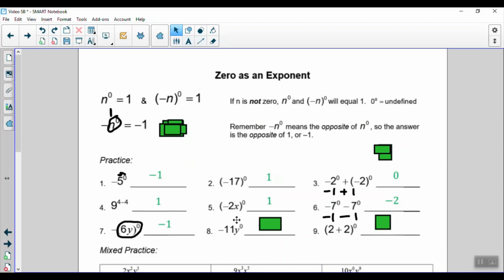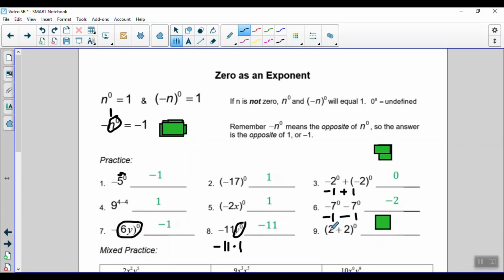Here again, we don't have parentheses, so this 0 is applying just to that y, so we have a -11. Y to the 0 is 1, so this is really like -11 times 1, which anything times 1 stays the same, so this is just -11.